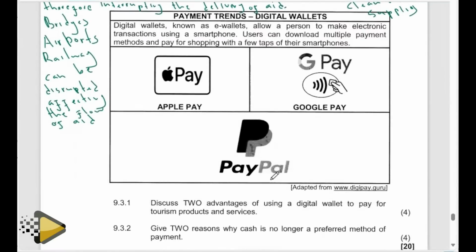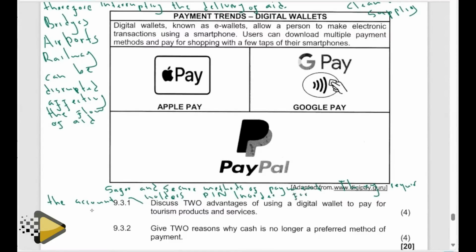and emergency aid. Then the next question reads, discuss two advantages of using a digital wallet to pay for tourism products. So digital wallets have an advantage simply because they are considered to be much safer and more secure methods of payment. They require the account holders' private details, personal identity numbers, in order for a transaction to go through. So they are much safer as compared to cash.